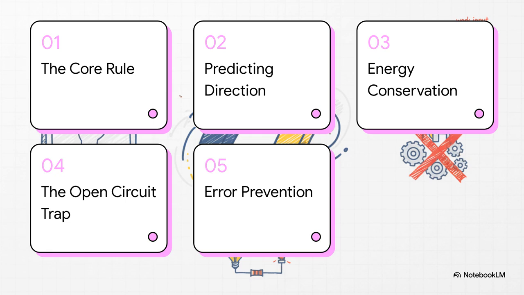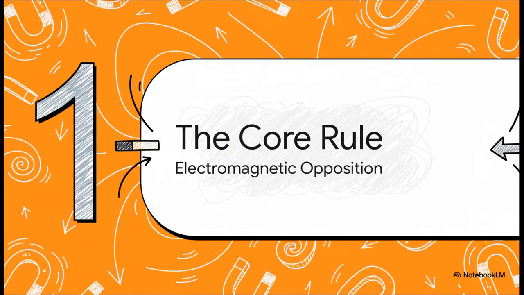Here's our game plan. First, we're going to get to the bottom of the core rule behind that reluctant ring mystery. Then, I'm going to show you a foolproof method to predict the direction of the induced current every single time. We'll see how this all links back to the conservation of energy. You know, that no free lunch rule. After that, we'll tackle a really common exam trap involving open circuits, and we'll finish up with a handy toolkit to make sure you've got all this down cold. Let's do it.